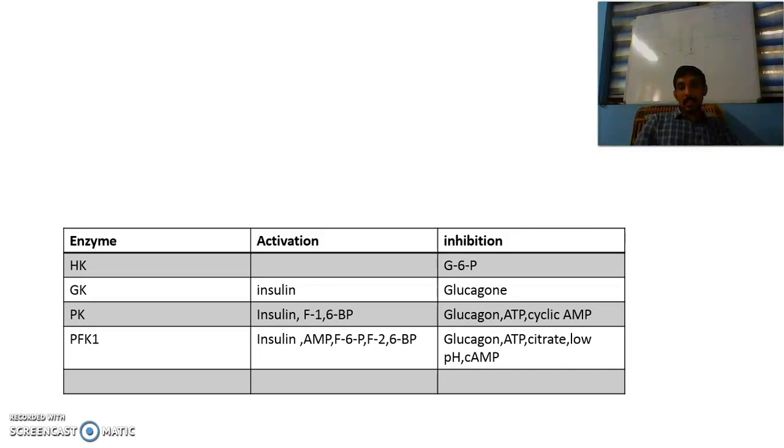Like that, the third enzyme of glycolysis, that is PFK, phosphofructokinase 1, the activation of that enzyme is mediated by insulin, adenosine monophosphate, fructose 6-phosphate and fructose 2,6-bisphosphate. Glucagon, ATP, citrate, low pH, that is acidic pH, and cyclic AMP inhibit the action of PFK1 also. This is the regulation of glycolysis.